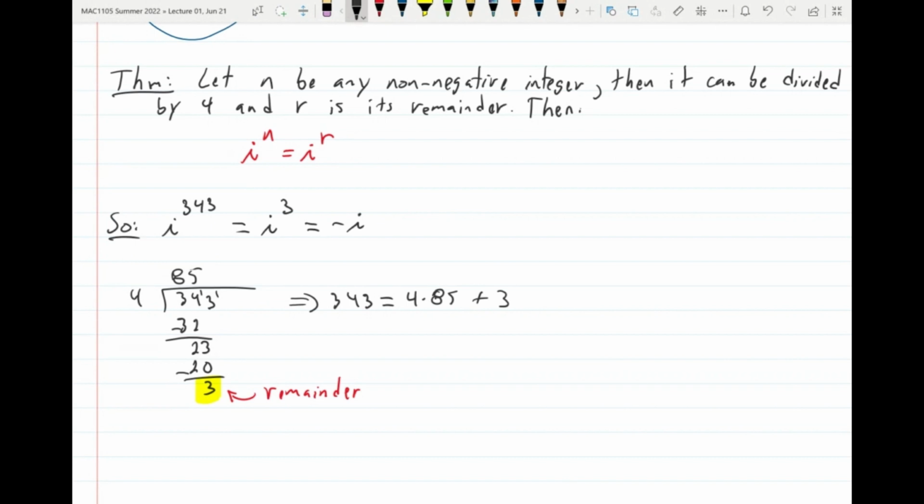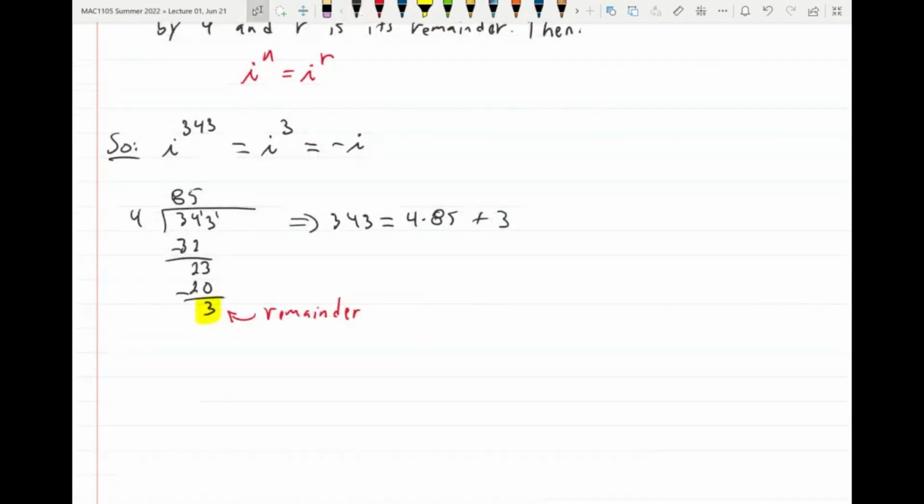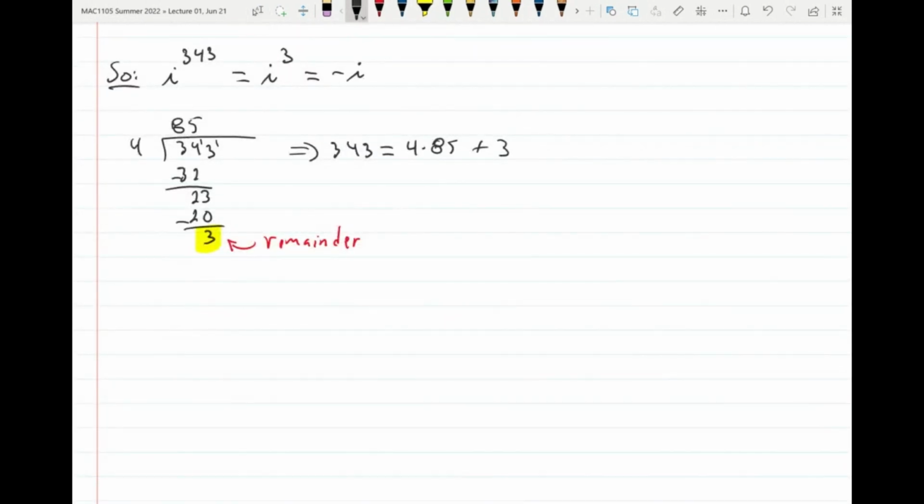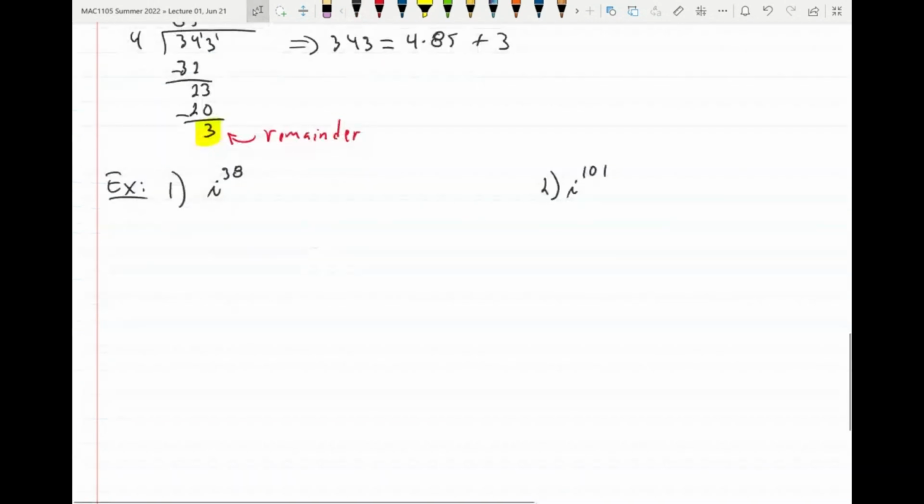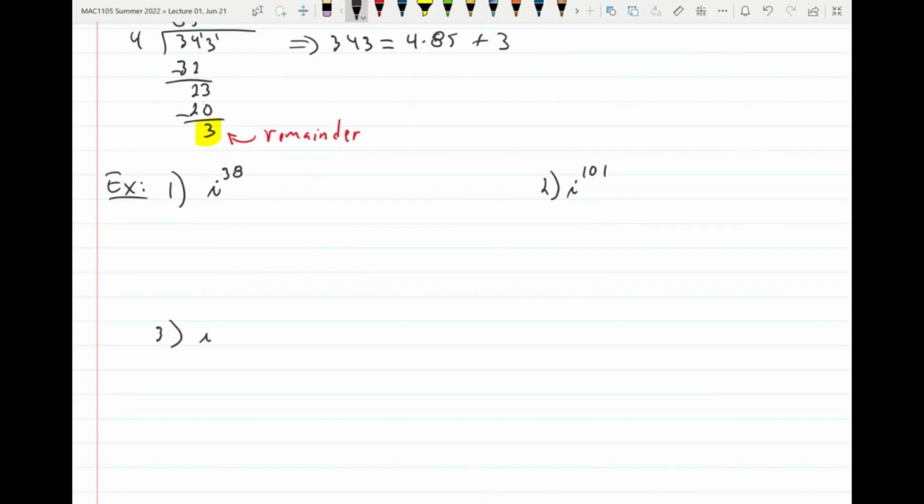All right, good. So let's do some little examples and then go to the next one. All right, so let's do i to the 38. Let's do i to the 101. i to the 230.